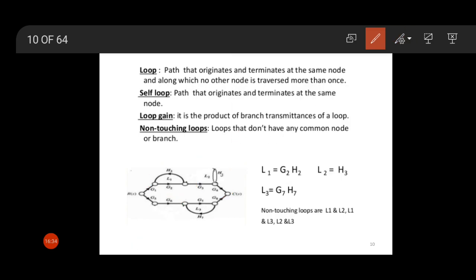Now come to the next term, which is non-touching loops. What are non-touching loops? Loops that don't have any common node or branch. Here there are 3 loops: this is L1, this is L2 and this is L3, and these 3 loops are non-touching. That means L1 and L2 are non-touching, L2 and L3 are non-touching, and L3 and L1 are also non-touching.